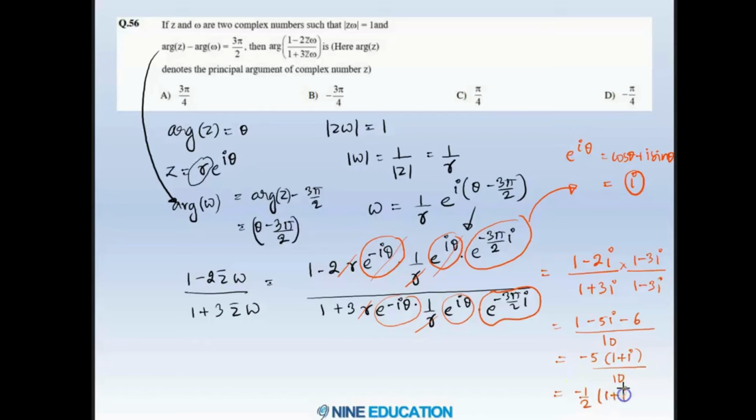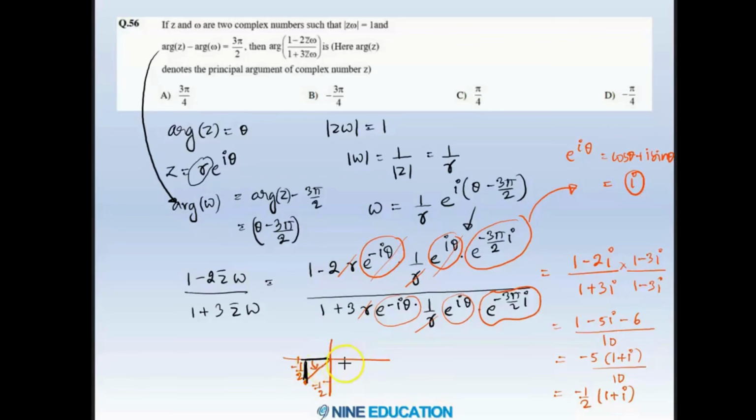Okay, so we need to find out the argument of this complex number. The real part is minus half, which is negative, and the imaginary part is also minus half. So it is something like this. The point is somewhere here. So this angle is going to be 45 degrees, because x and y both are half. So this will be also half, and this perpendicular is also half. So this angle is 45 degrees.